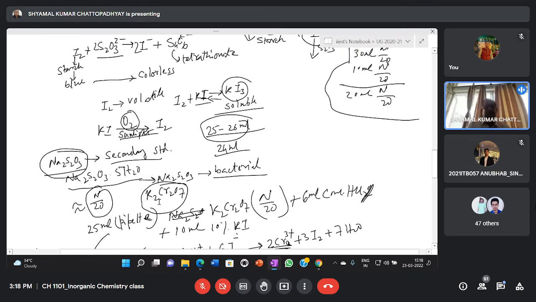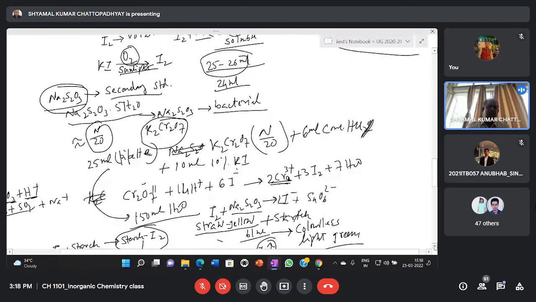So that's why this titration is carried out in two steps. The first step is to standardize the supplied sodium thiosulfate solution, and then you will use that standardized sodium thiosulfate to titrate copper. So let us first consider the standardization of the sodium thiosulfate solution. Using a pipette, we first pipette out 25 milliliter of the dichromate solution in a conical flask. To this solution, we add 6 milliliter of concentrated HCl and 10 milliliter of 10% KI solution.